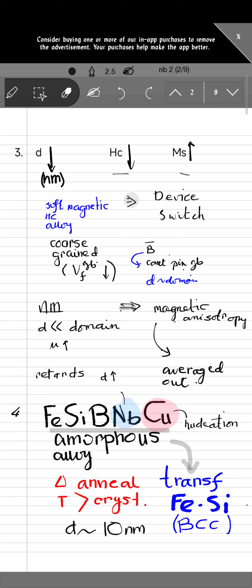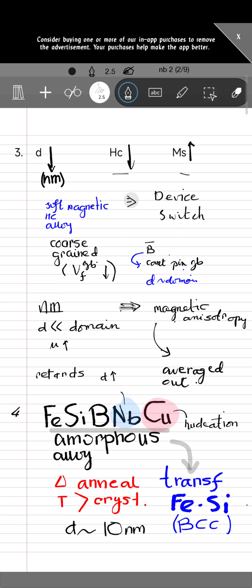However, in the case of nanomaterials, although the volume fraction of the grain boundary is increased, because the size of the grains is much lower than the domain size, the magnetic anisotropy is averaging out, and it leads to a decrease in Hc as well. So Hc decreases in soft magnetic alloys, and Hc also decreases in nanomaterials.